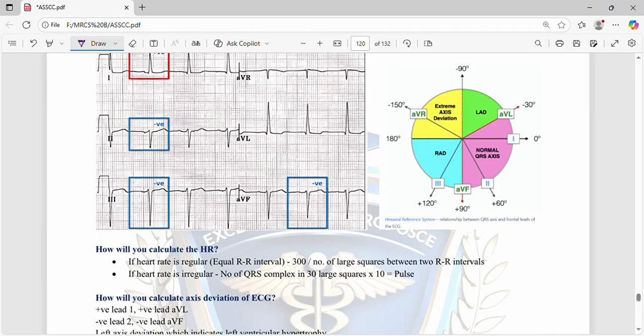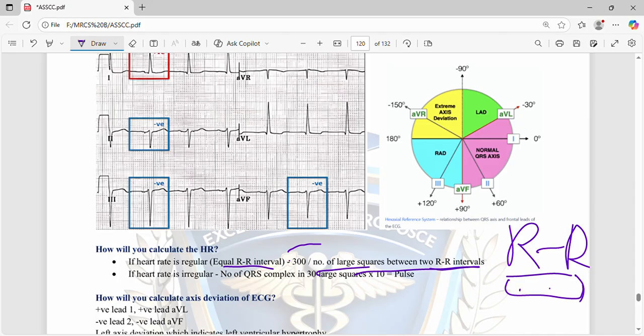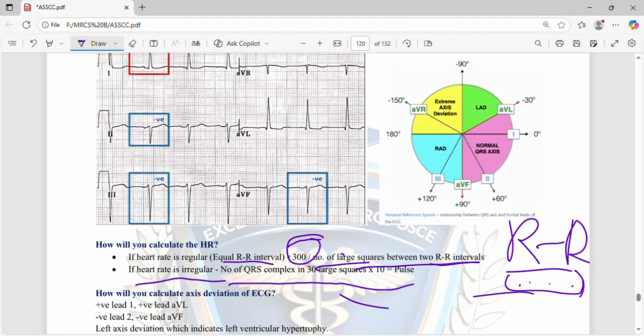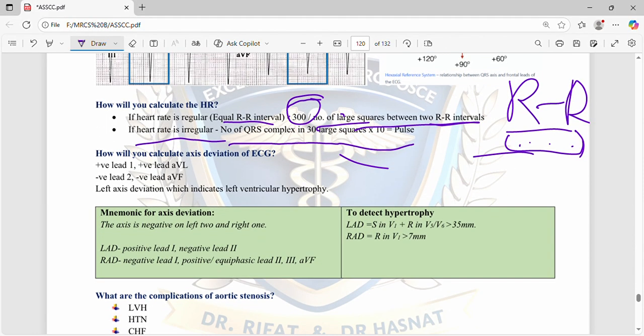How will you calculate heart rate? We already discussed this in another station: if the RR interval is equal, for example, the rhythm is normal, then 300 divided by the number of large squares between two R waves. We count the number of large squares and divide 300 by this number. If the heart rate is irregular, then the number of QRS complexes in 30 large squares multiplied by 10 gives you the heart rate.